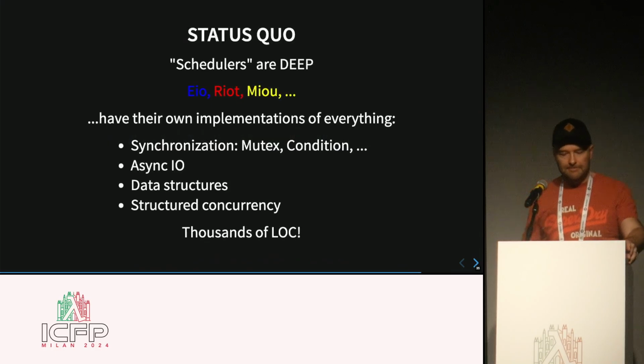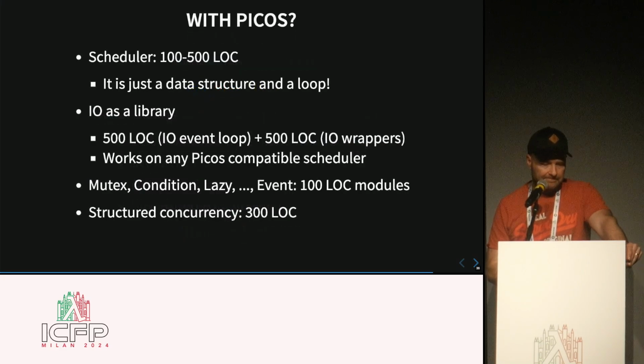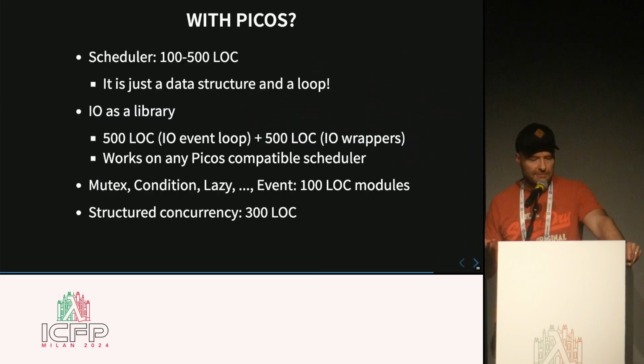So basically today, schedulers are deep, so they have their own implementation of everything. So it's going to be thousands of lines of code, and then all the extra libraries that you want. That's tens of thousands of lines. And with Picos, a scheduler can be like 100 to 500 lines of code. I mean, it's basically just a data structure and loop.